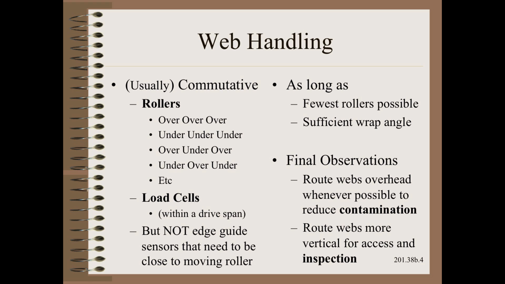First, it is usually best that webs be routed overhead, because operators walking over webs will just add to the contamination. Second, if operator access or inspection is desired, a vertical or slightly slanted from vertical run is often best.